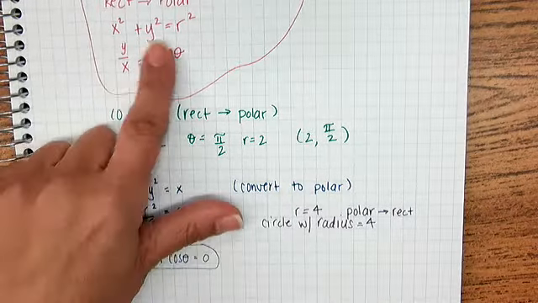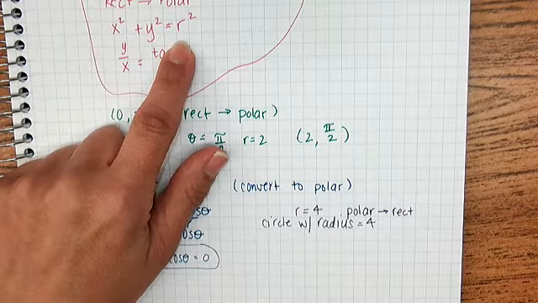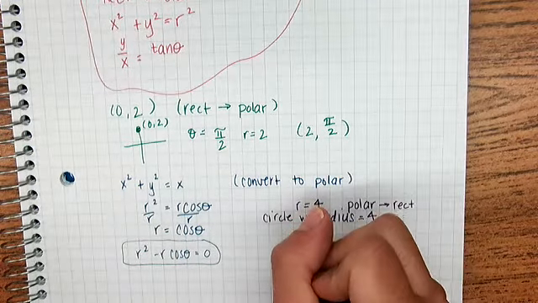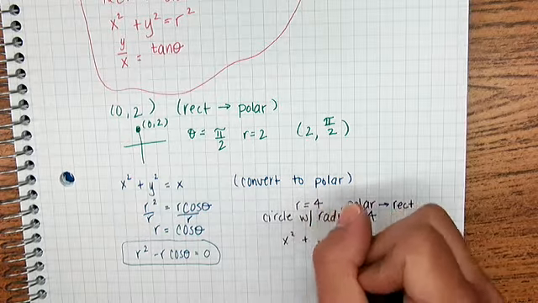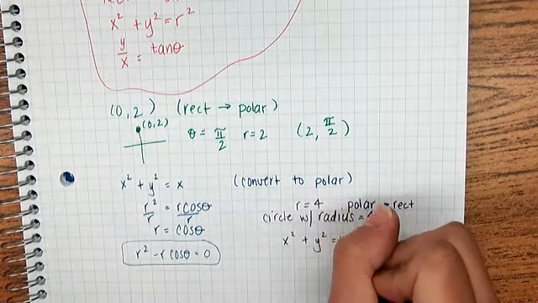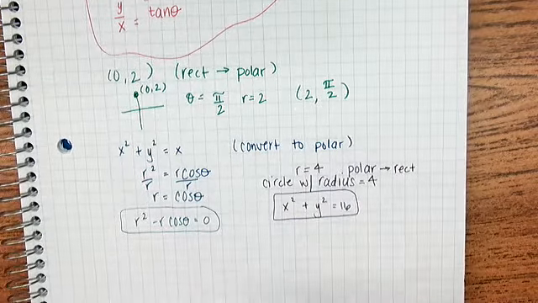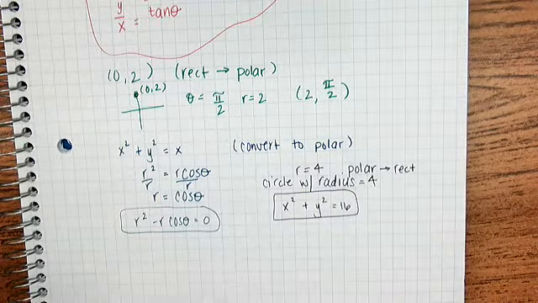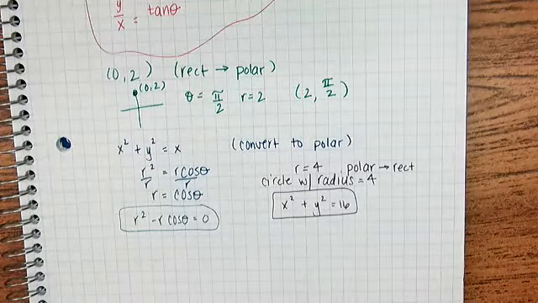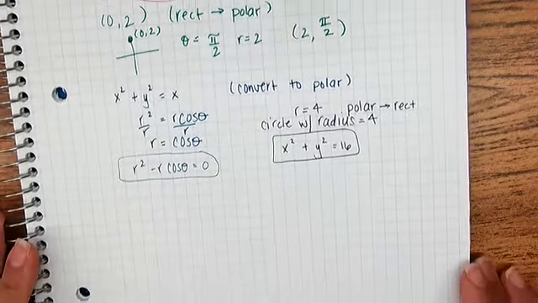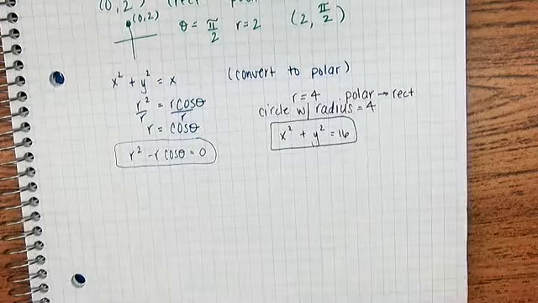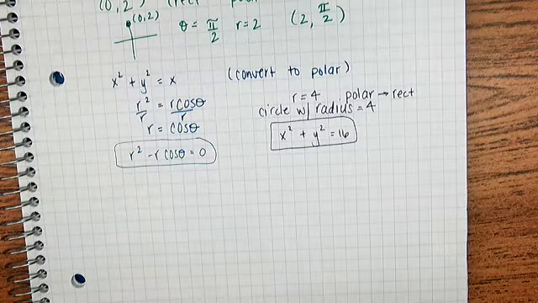So if r is 4, r squared is 16. X squared plus y squared equals 16. That is a circle with radius 4. Let's do one more from polar to rectangular, a little bit more involved.